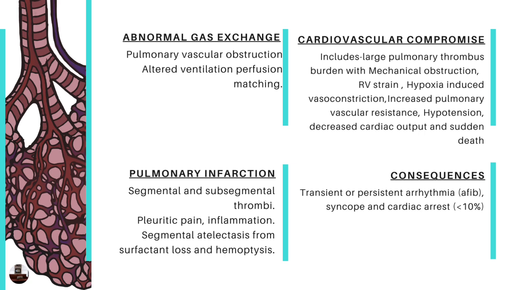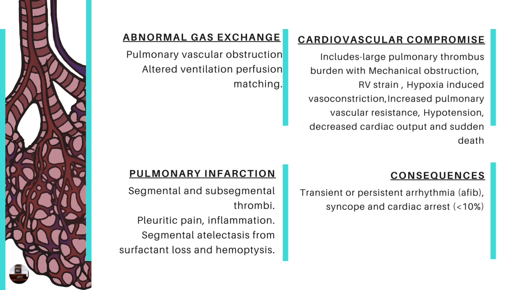Obstruction of the pulmonary arteries creates dead space ventilation as alveolar ventilation exceeds pulmonary capillary blood flow. This contributes to ventilation perfusion mismatch, with vascular occlusion of the arteries increasing pulmonary vascular resistance.